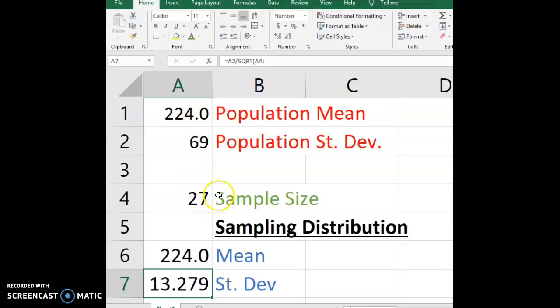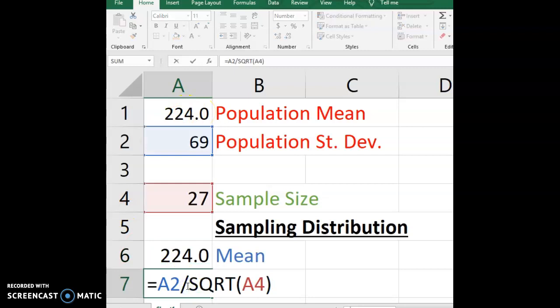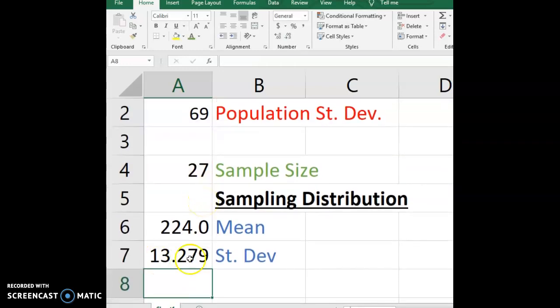So over in Excel, here's our given information. For our sampling distribution, the mean is always exactly the same as the population mean. The standard deviation is going to be population standard deviation divided by the square root of our sample size. And so there are our values.